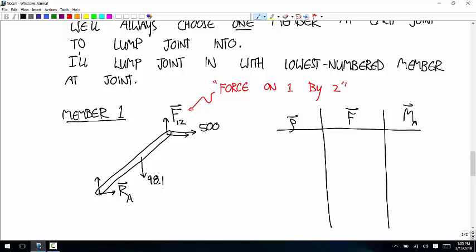Okay, so I'm going to choose the about point here. You can put it wherever you want. I'll start out with the force RA. The row vector is 0, 0. The force vector is RAX, RAY. Cross product is 0.